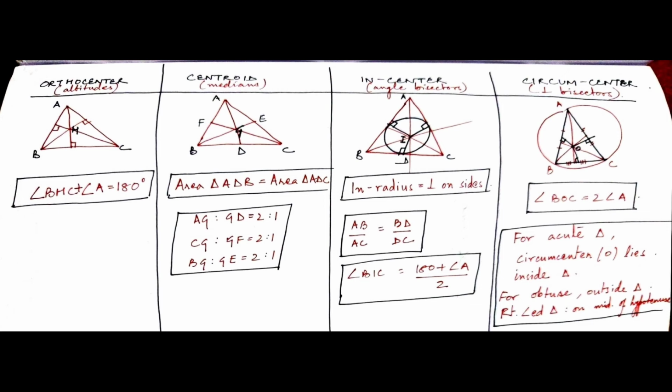Now what else is there? Medians divide the triangle into 2 triangles of equal areas. What else is there? The centroid will divide the median in the ratio 2:1, where the side closer to the vertex is the larger one.